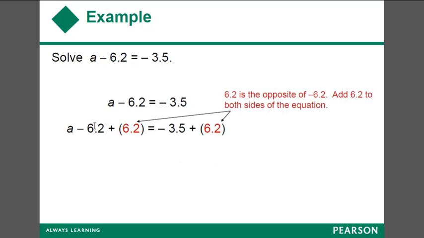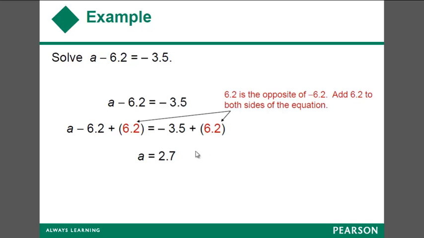When I do this, these two will cancel each other out, leaving me with only an a on the left-hand side of my equation. Then I can take negative 3.5 plus 6.2 and solve that and get a is equal to 2.7.